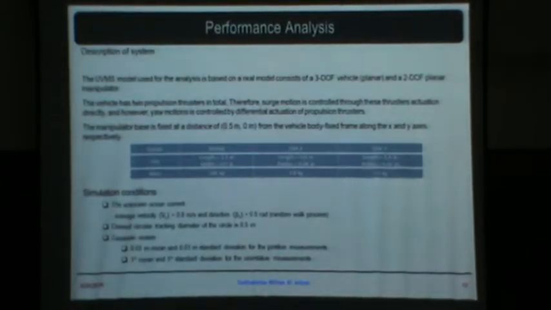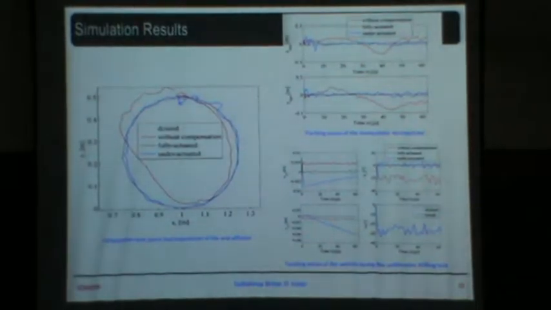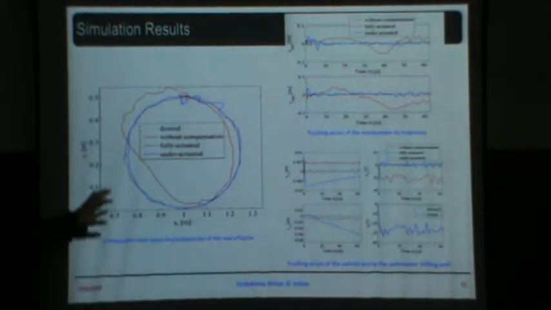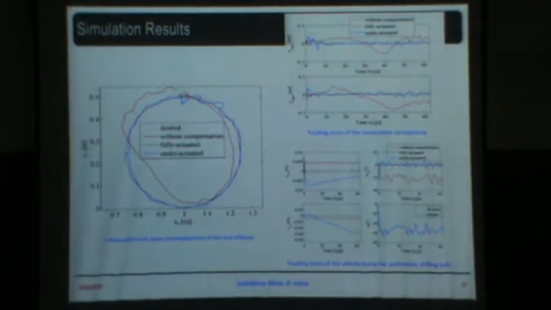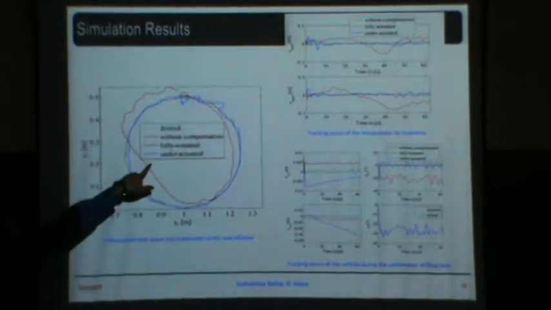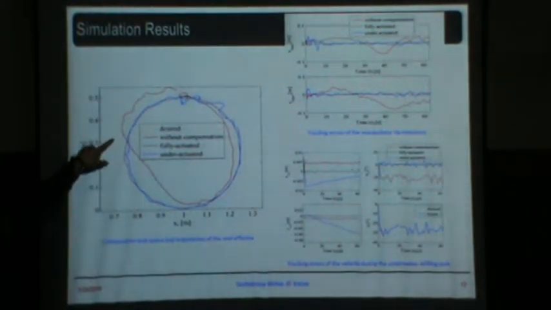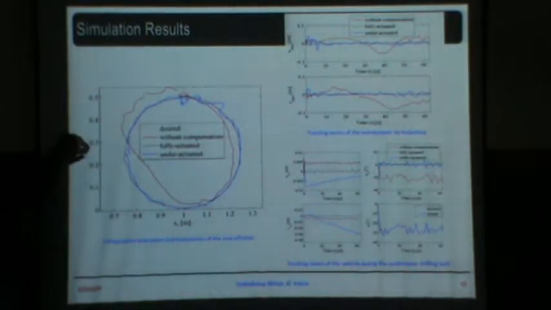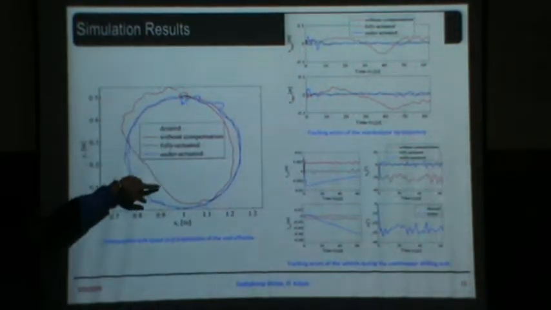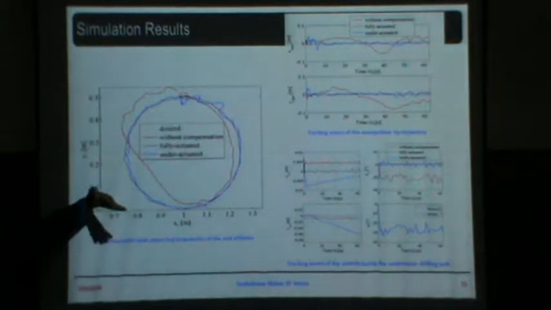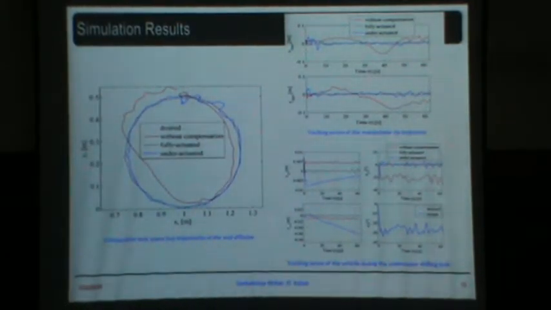Based on this, we get the same video output plotted here. You can see that the fully actuated one with current compensation follows exactly the way it is supposed to. But the fully actuated one without compensation deviates because the current is not compensated. The underactuated system, the blue line, uses only two thrusters and two motors, and still it tries to follow.